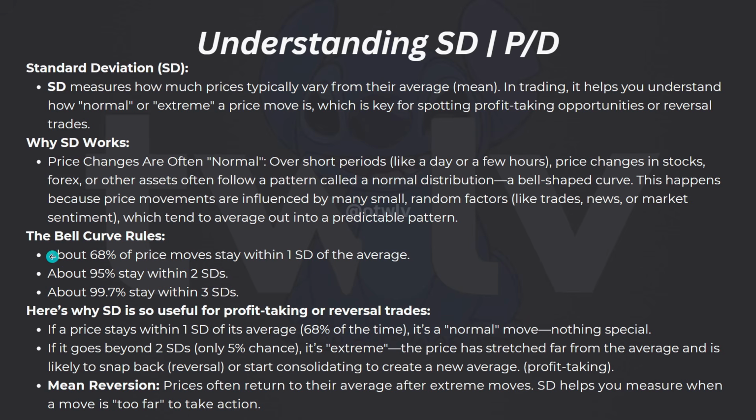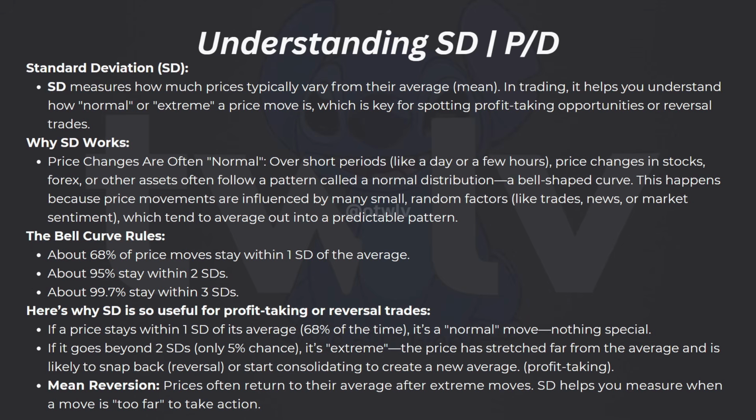So a bell curve rule: about 68% of moves stay within one standard deviation of the average, 95% of the time stays within two standard deviations, and about 99.7% stay within three. So when price expands past two standard deviations, you'll start to get a reversal or a consolidation 95% of the time, just based off of math and statistics of the standard deviation.